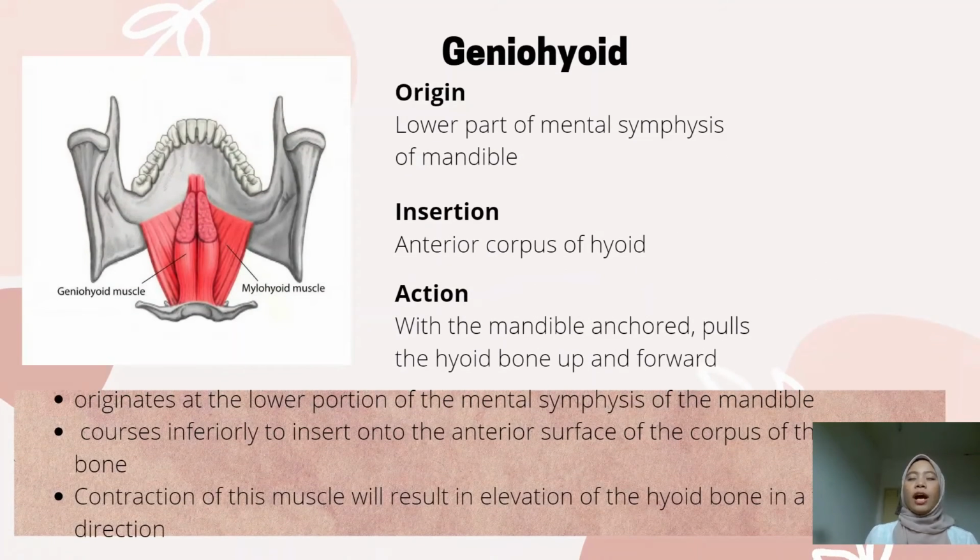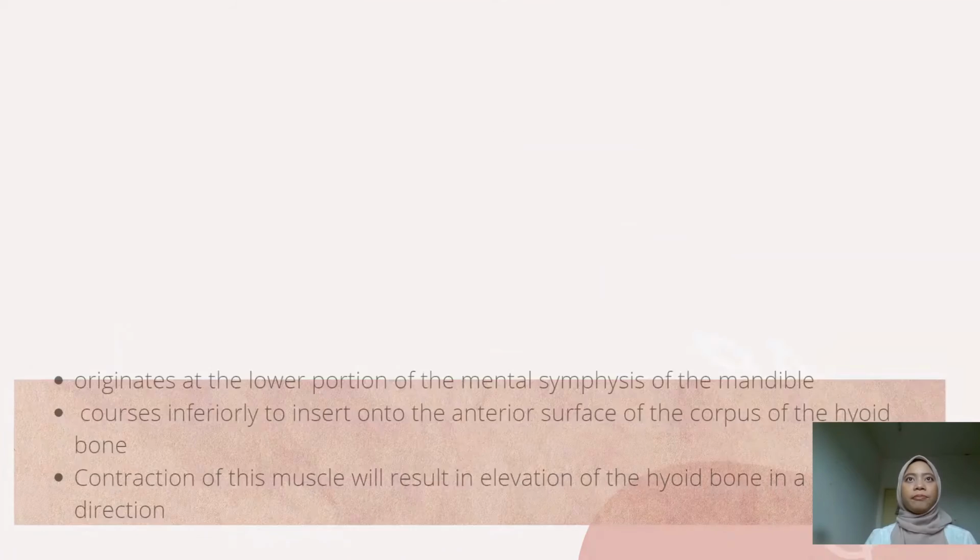Next is Geniohyoid. The origin is at the lower part of the mental symphysis of the mandible, and the insertion is at the anterior corpus of the hyoid. The action of Geniohyoid is, with the mandible anchored, to pull the hyoid bone up and forward. It originates at the lower portion of the mental symphysis of the mandible, courses inferiorly to insert onto the anterior surface of the corpus of the hyoid bone. The contraction of this muscle will result in elevation of the hyoid bone in a forward direction.